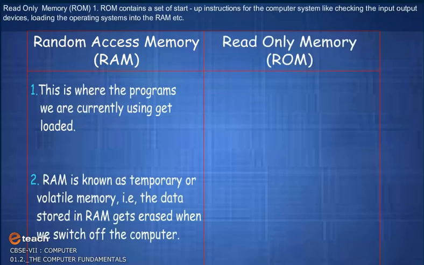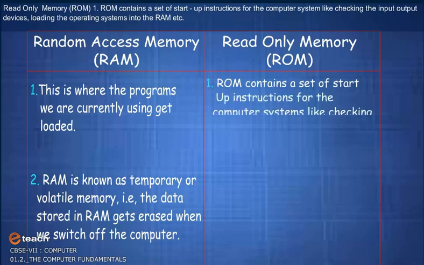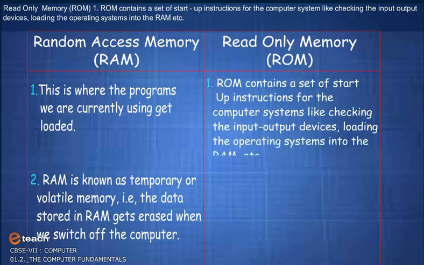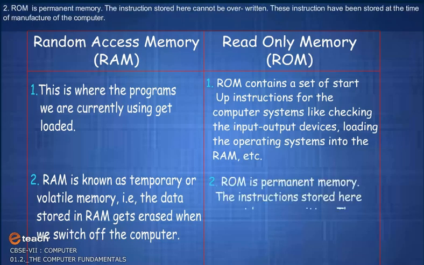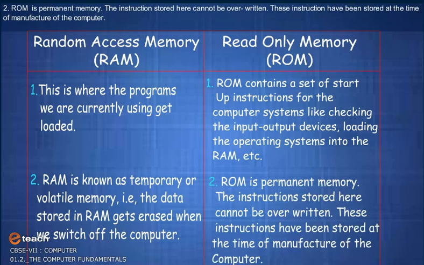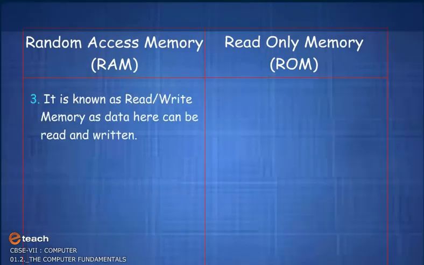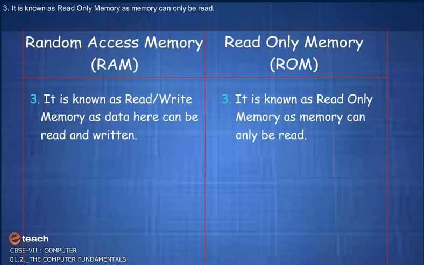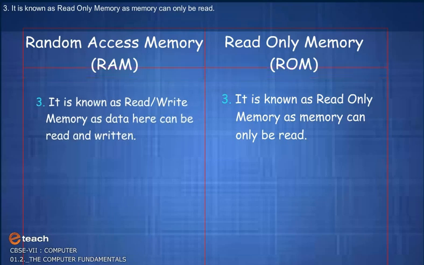Now, read-only memory, that is ROM. 1. ROM contains a set of startup instructions for the computer system like checking the input-output devices, loading the operating system into the RAM, etc. 2. ROM is permanent memory. The instructions stored here cannot be overwritten. These instructions have been stored at the time of manufacture of the computer. 3. It is known as read-only memory, as memory can only be read.